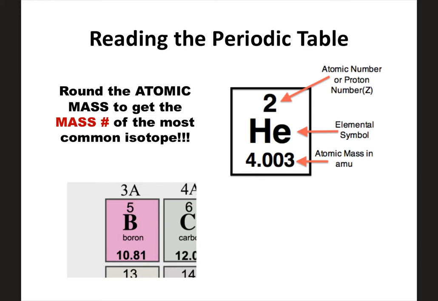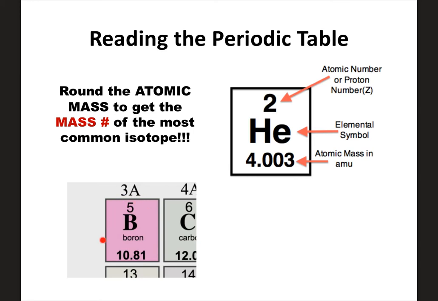So for example, if you were doing this for helium, and I said, what's the most common mass number for helium? 4.003 rounds to 4. So that means the most common mass number for helium is 4. It has a number of protons plus neutrons equal to 4. So you could do that for any element here.